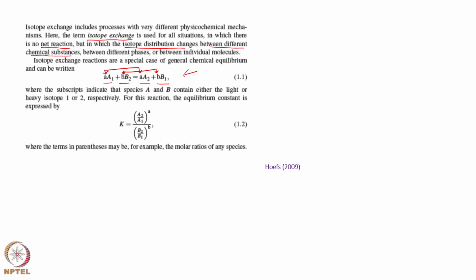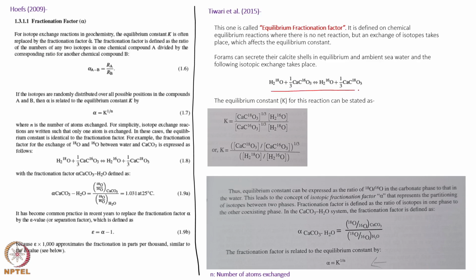To compare this with a real example, consider this equation. We are going to define the fractionation factor, or the equilibrium fractionation factor. It is defined on chemical equilibrium reactions where there is no net reaction, as I told earlier, but an exchange of isotopes which affects the equilibrium constant. This equilibrium constant K we are going to define for this equation.